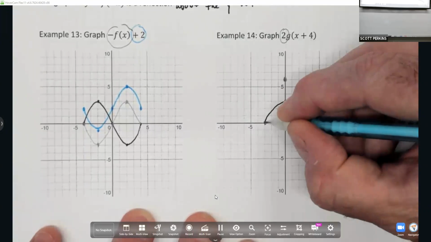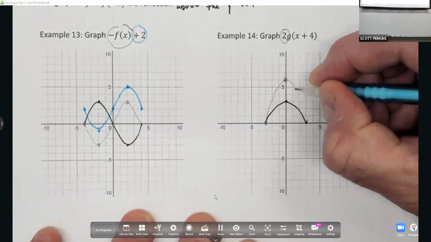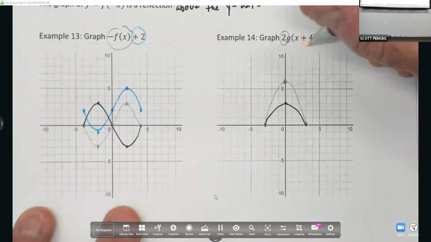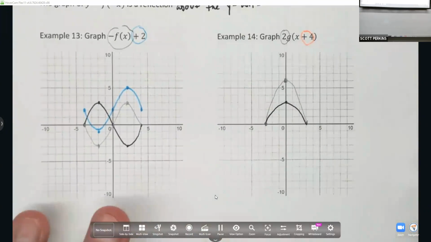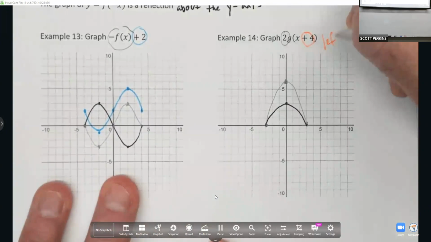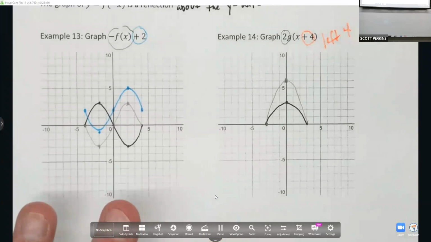So here's my intermediate graph in pencil, so it stays light and doesn't distract me too much. That's 2 times g of x. And then in this case, since the plus 4 is inside with the x, what does the plus 4 do this time? Left 4, yes.